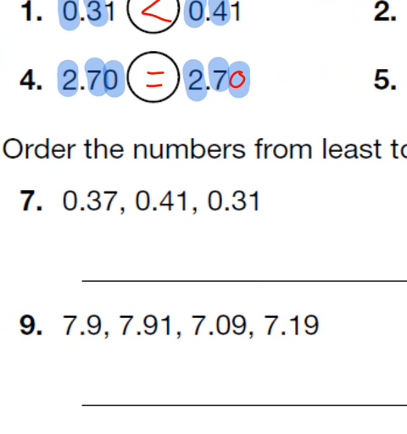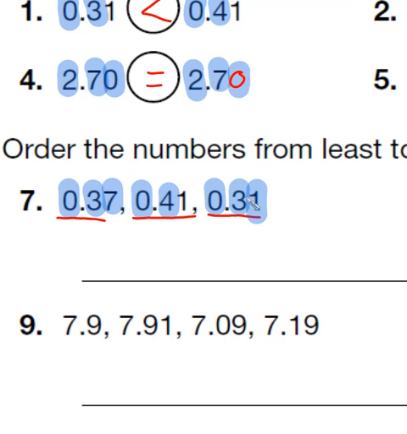For number 7, we're going to do the same thing. We're ordering the numbers from least to greatest. Again, we start with the left and compare. In the ones place, they all have a 0, so we go to the tenths place. The first one has a 3, the second one has a 4, and the third one has a 3. So 4 is obviously going to be the greatest, but we need to see out of these two which one is greater and which one is less. So we go one more place value over. This one has a 7, this one has a 1. Which one is greater? The 37.